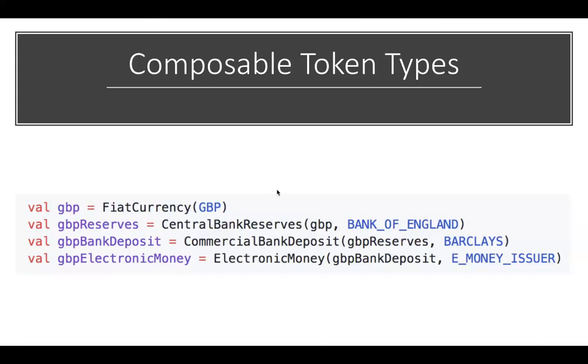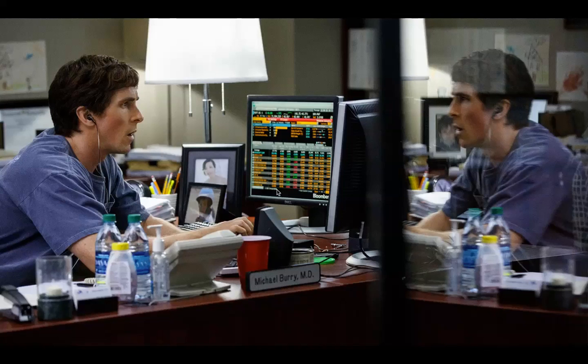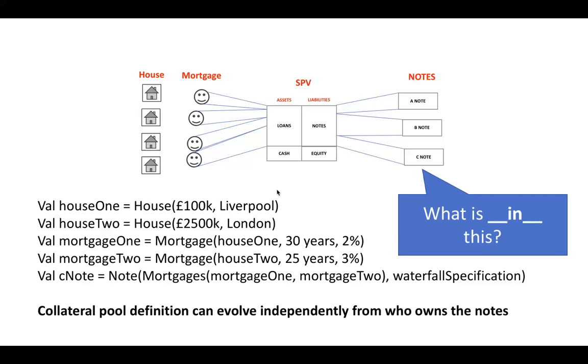But even more cool, I don't know if you guys have seen The Big Short. There's this scene where Michael Burry is a fund manager, and he's trying to figure out what is inside a mortgage-backed security note. And he figures out that it's just a bunch of rubbish mortgages backing the notes. And that was in 2007? But what if those bonds were issued in 2018? Then you could actually create a token type which defines the collateral pool for each one of those notes in perfect detail.